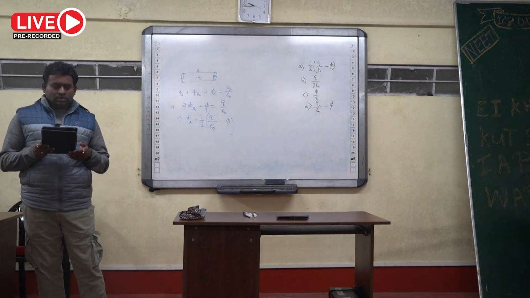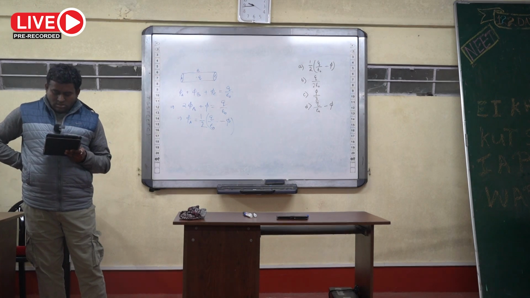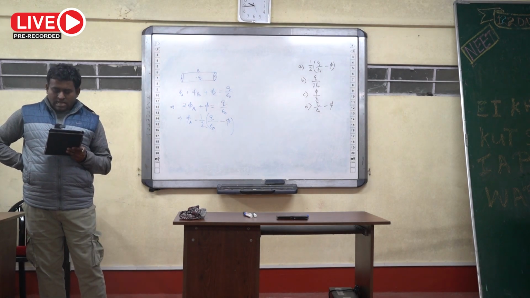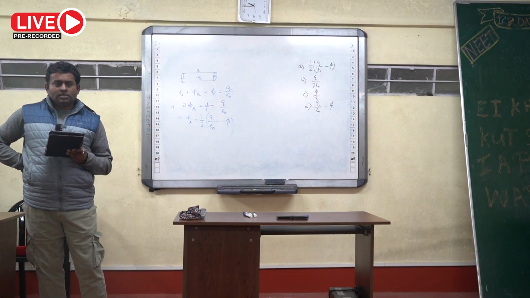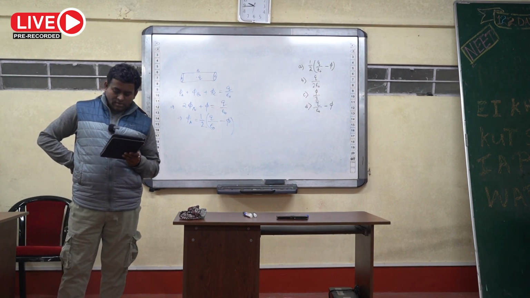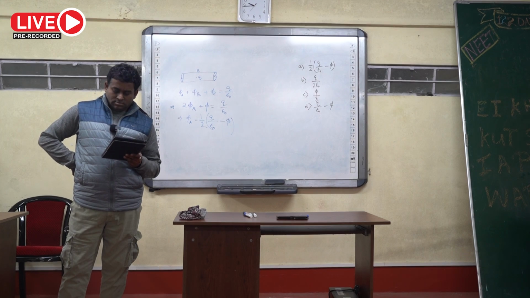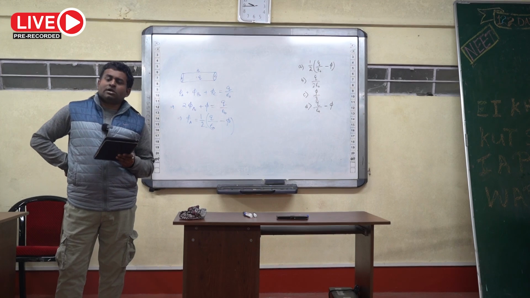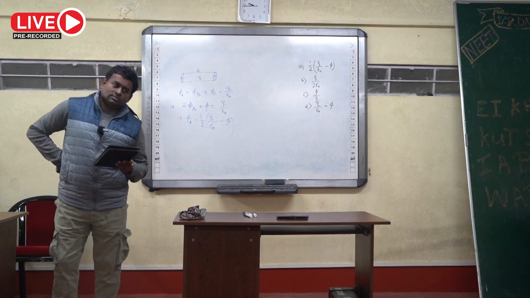option A V by n, option B n to the power 1/3 into V, option C nV, option D n to the power 2/3 into V.